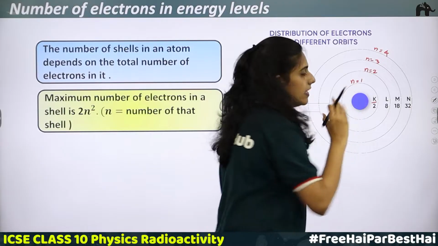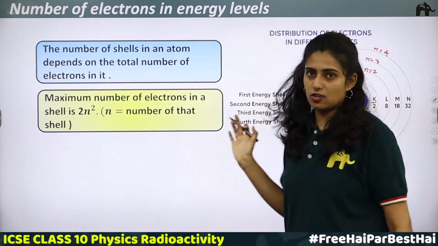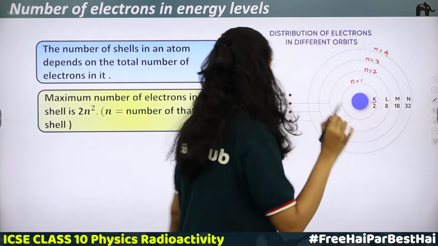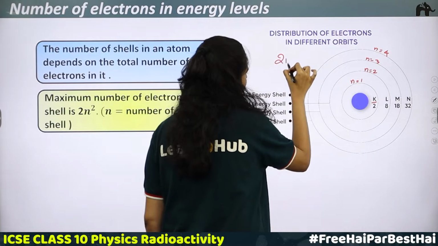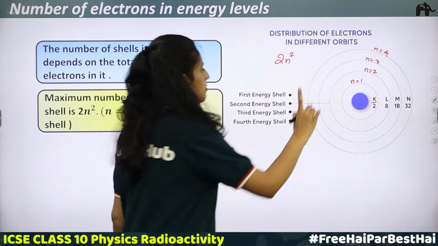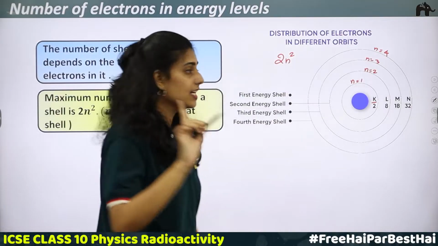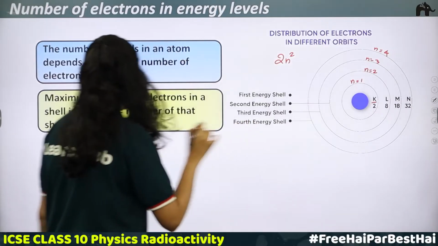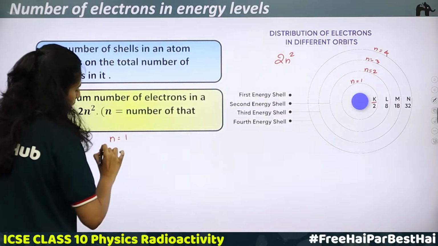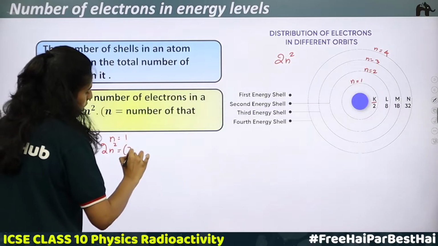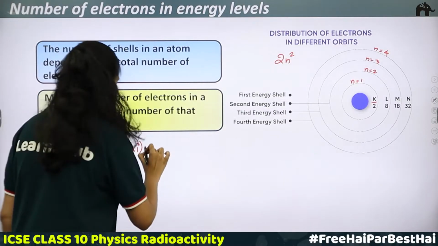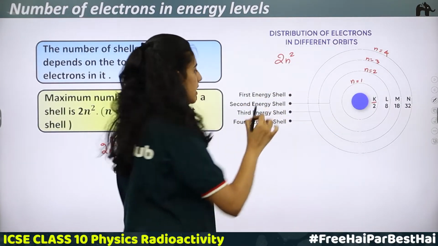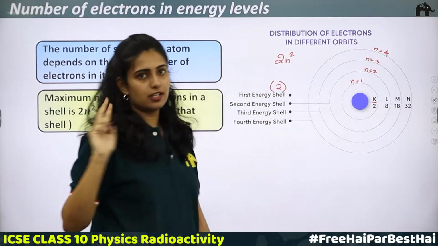Clear? So here we can calculate the total number of electrons. To calculate the total number of electrons in each shell, there is a formula, that is 2n². This is called the 2n² rule. For example, if you are considering n equal to 1, that is energy level 1, first shell. When you consider the first shell, what is the n value? n will be equal to 1. When n is equal to 1, 2n² will be equal to 2 × 1², which is 2. So the first energy level or first energy shell can accommodate only 2 electrons.